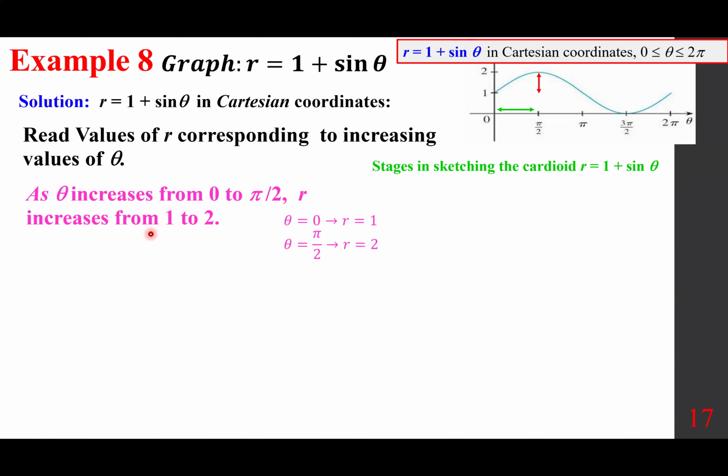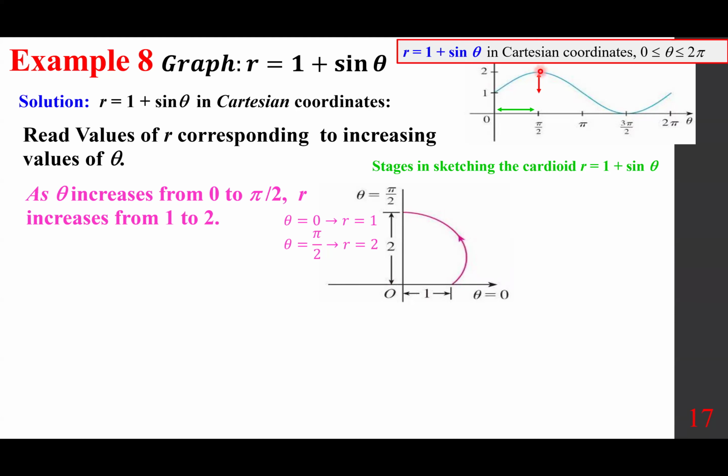When theta is 0, r is 1. When theta is pi over 2, sine of pi over 2 is 1, and 1 plus 1 is 2. So at theta equals 0, we are at 1. At theta equals pi over 2, we are at 2. So this is the motion. Of course, if you want more precision, pick pi over 6, pi over 4, pi over 3. Pi over 6 would be easy because sine is 1/2, so it gives you 1.5, or 3/2. So that's the motion.